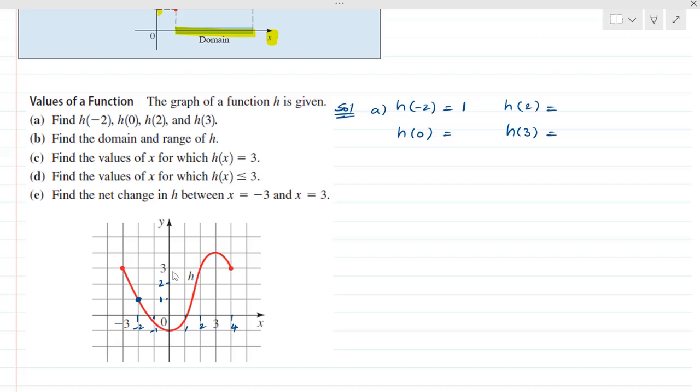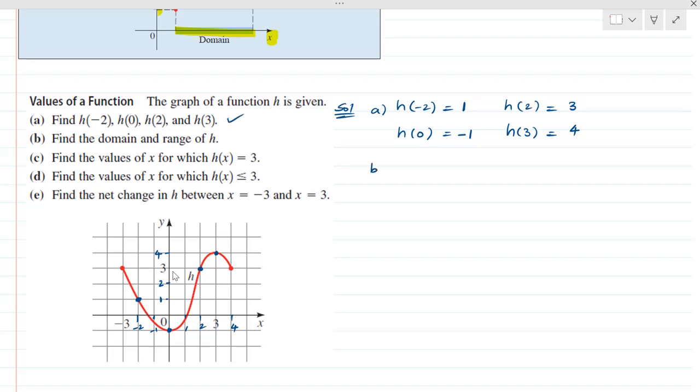So h of minus 2 is 1. And 0: what is the y value at x equals 0? Minus 1. And h of 2 is equal to 3. And h of 3, which is this point here, is equal to 4. So the first one is done.